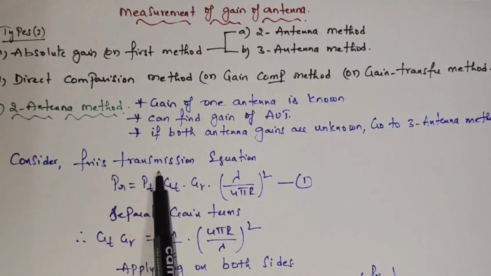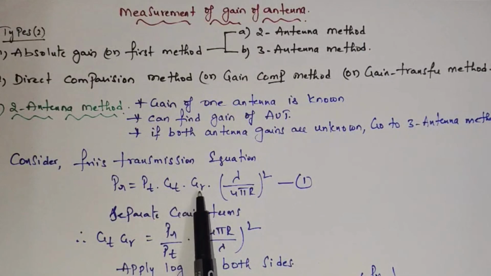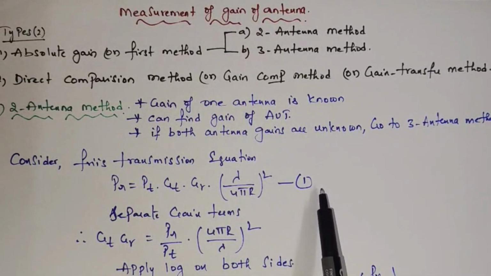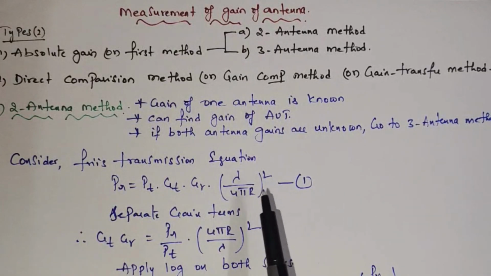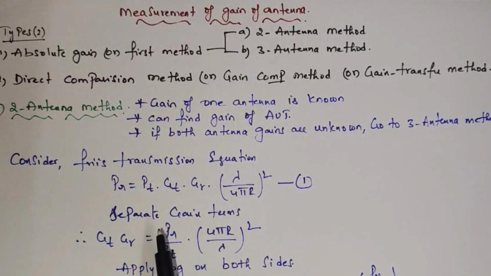Now consider the Friis transmission equation, that is PR is equal to PT into GT into GR of lambda by 4 pi R whole square. Let it be equation 1. We already derived this equation in the previous video. You can refer to the previous video if you haven't seen it. Now separate the gain terms from equation 1. Then equation 1 becomes GT into GR is equal to PR by PT into 4 pi R by lambda whole square.